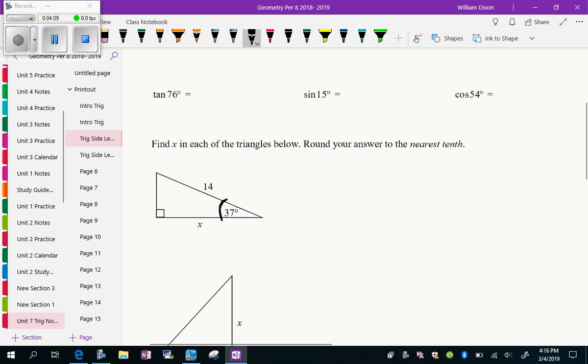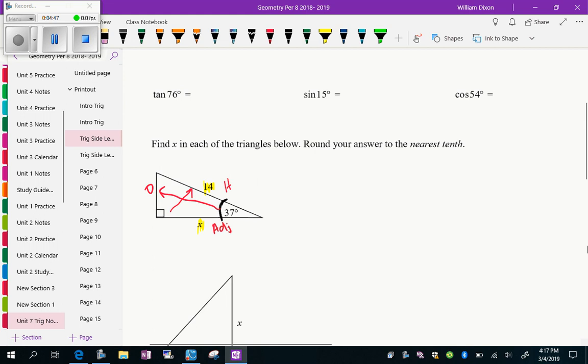That's important. After that, I'm going to label my triangle. I know that the side opposite, directly across, is O. The side opposite the right angle is my hypotenuse. And the side next to the angle is the adjacent. Then I take a look at the side I'm looking for, which is x, and the side I'm given, in terms of their relationship with the angle. That's my adjacent and my hypotenuse.